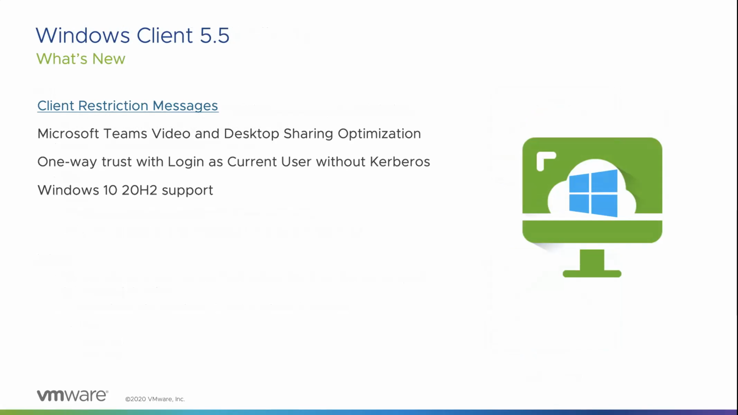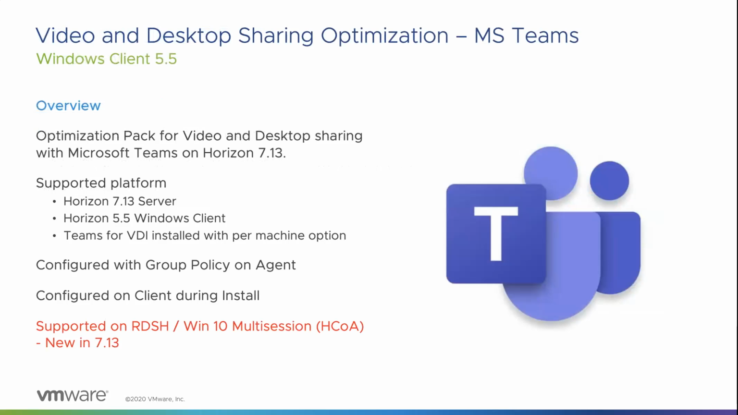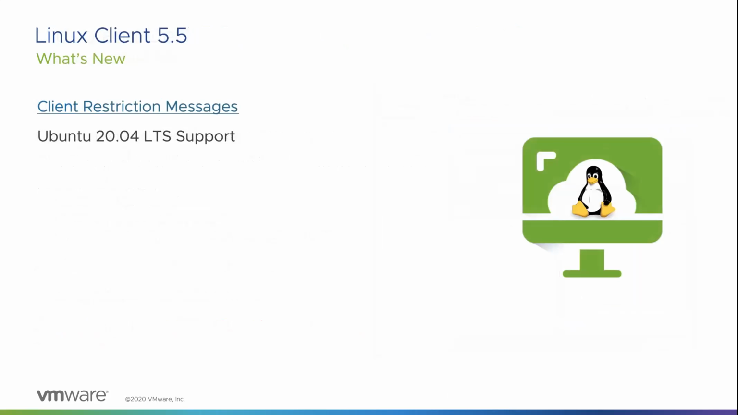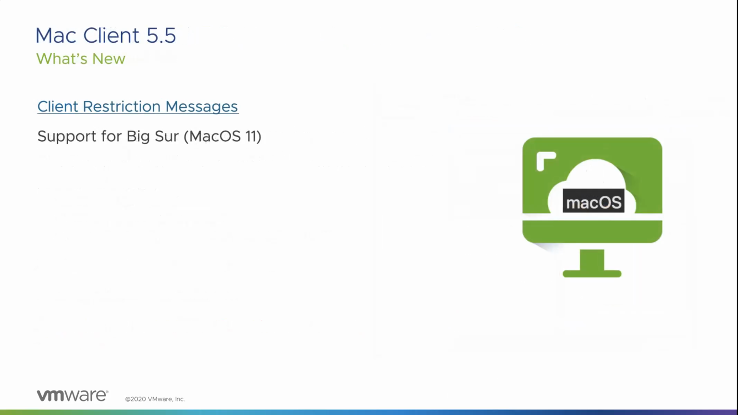The Windows client gets Teams video and desktop sharing optimization, and support for one-way trust with login as current user without Kerberos. It was supported with Kerberos in the past. Windows 10 20H2 support, as you mentioned. Teams optimization is the same as Horizon 8 2006, with the exception that it's now supported on both RDSH and Windows 10 multi-session on Horizon Cloud and Azure. The Mac client will support Big Sur when it comes out.